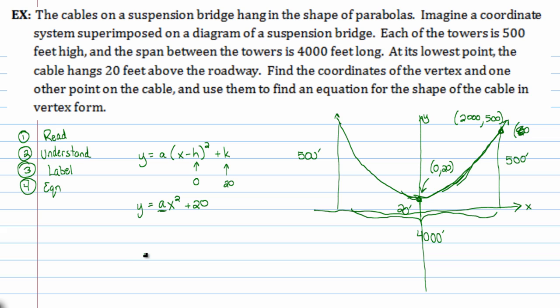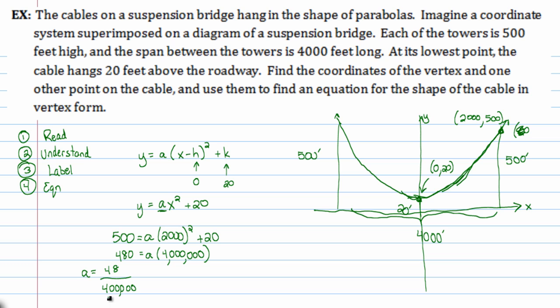I can do that by plugging in another point on the parabola. We just said we have a point at x equals 2,000, y equals 500. So I will allow x to be 2,000 and y to be 500. In this case, I'll subtract 20 from both sides. So I get 480 is equal to a times 2,000 squared, which is 4 million, I guess. Now I'll divide both sides by that 4 million, and I will get that a is equal to 480 over 4,000,000.